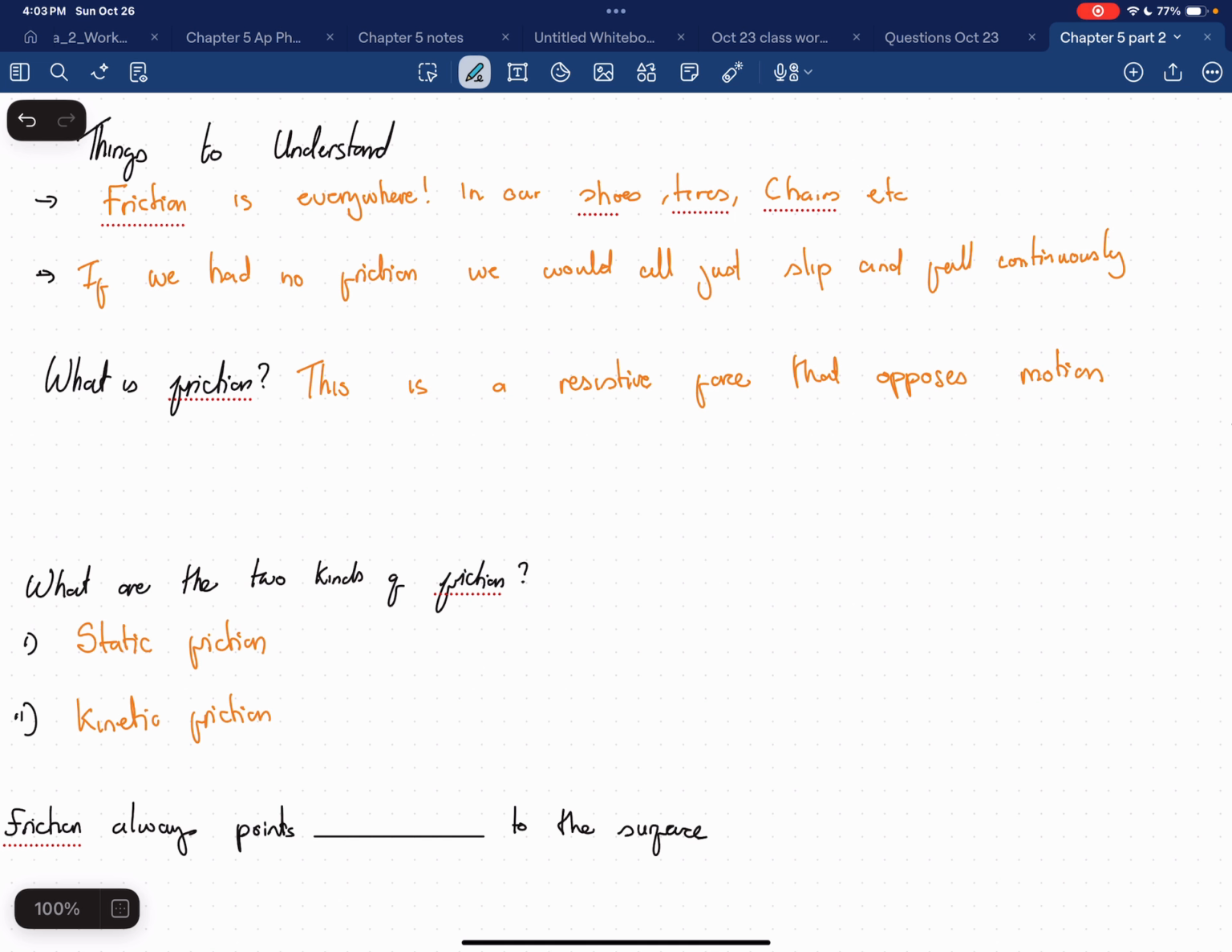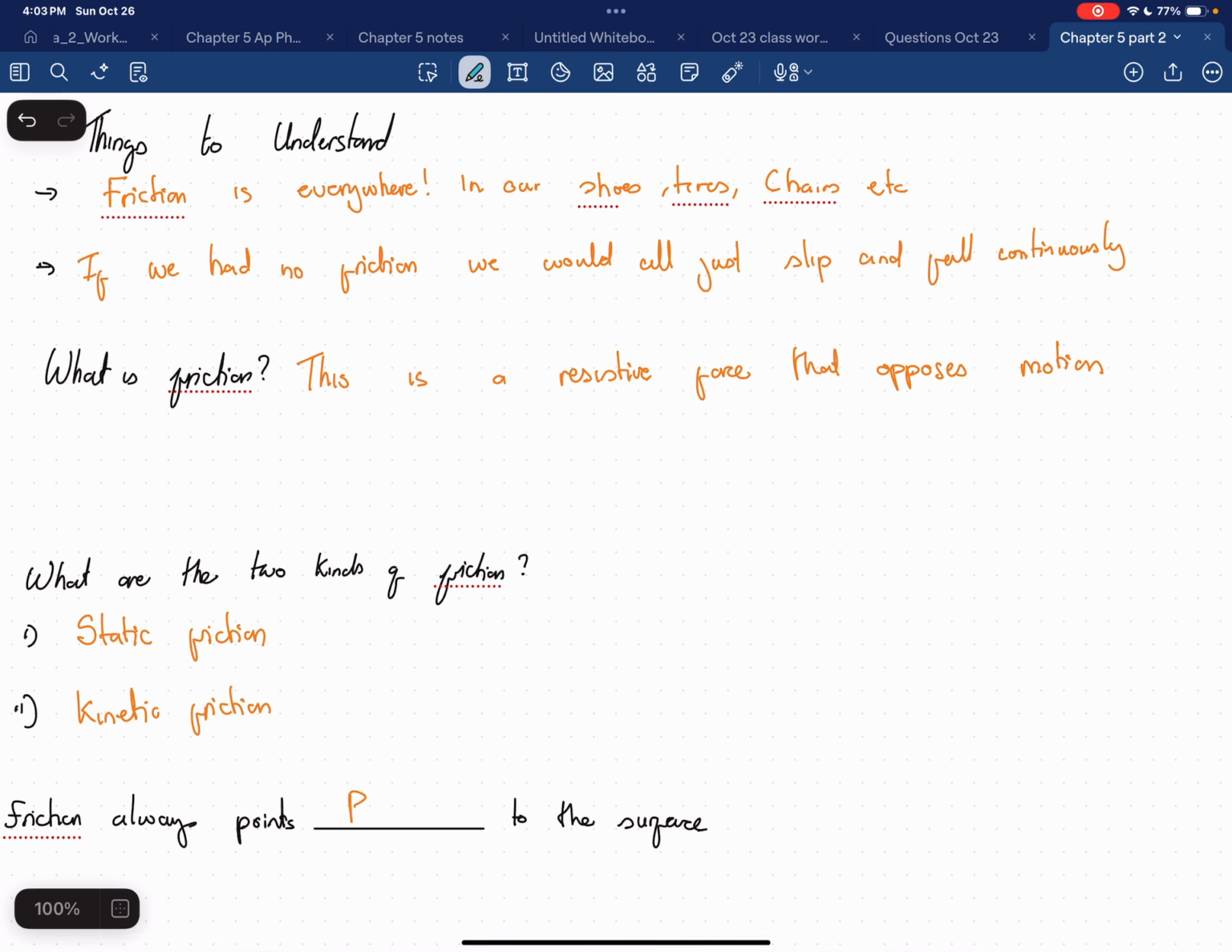All right, and here I have a little fill in the gap. Friction always points parallel to the surface. Like the way that the normal force always points perpendicular to the surface, friction is always parallel to the surface. All right, awesome.